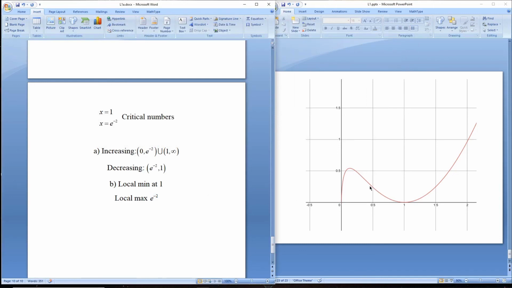Now we concluded there's no global max because this goes off to infinity. And now what about a global min? Now remember, this 0 is an open interval. Open intervals cannot be extrema. So our global min is right here at this 1. And there's our answers.